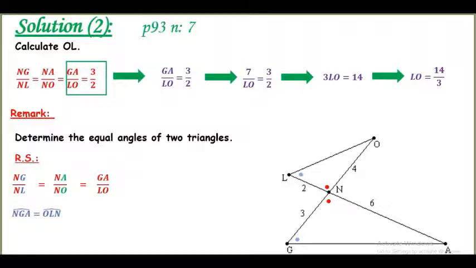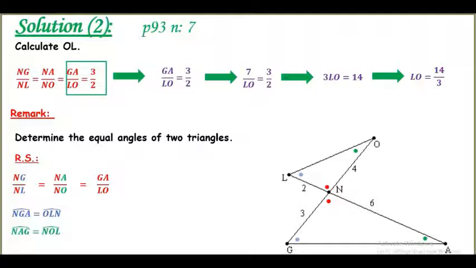Also here in the second ratio, we will eliminate the letter L, the letter N. So what's left? A and O. So we write LON is equal to NAG.